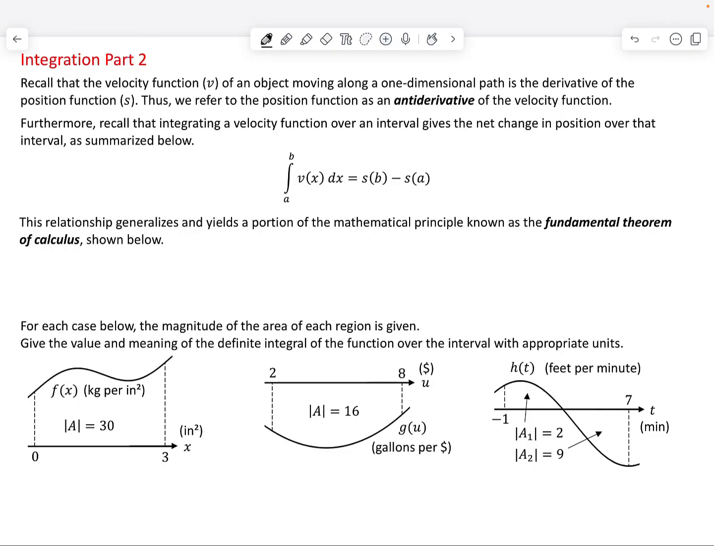Greetings, calculus students! This lesson is part 2 of a 2-part introductory series of lessons on a concept known as integration. If you haven't watched it already, I recommend you watch integration part 1 before proceeding with this video.